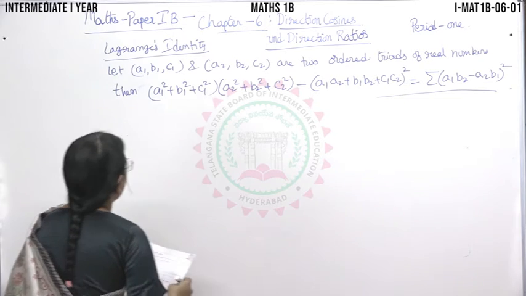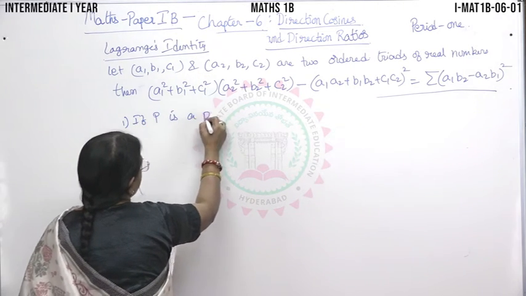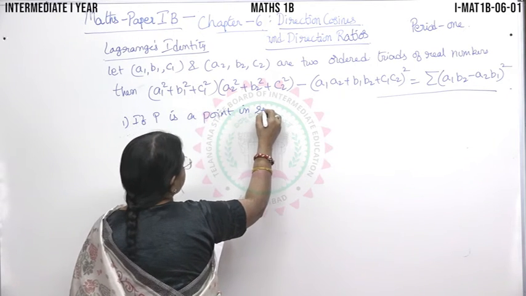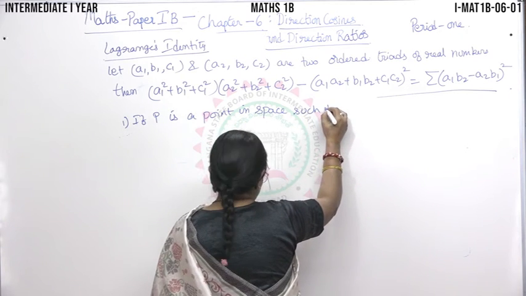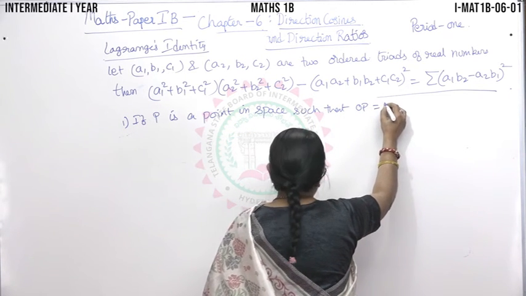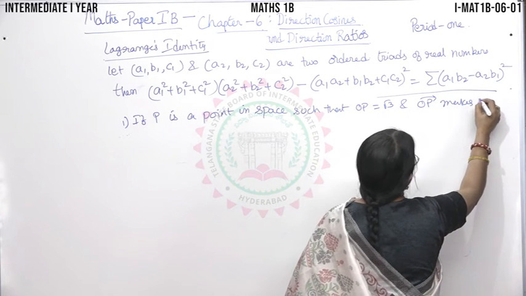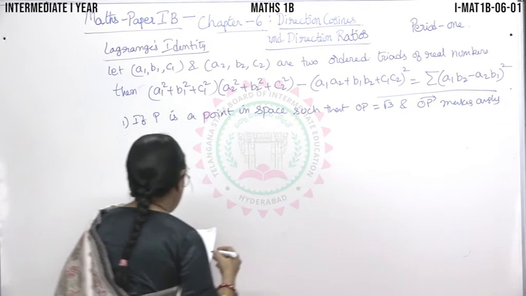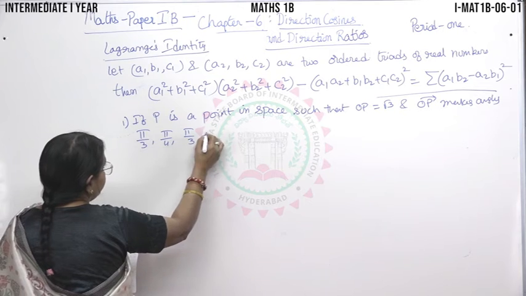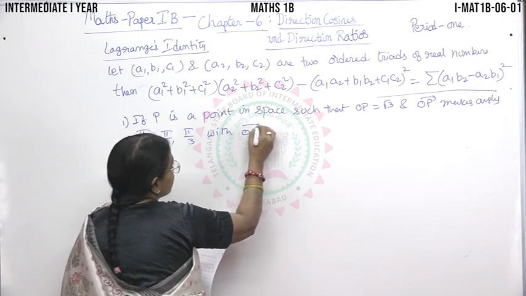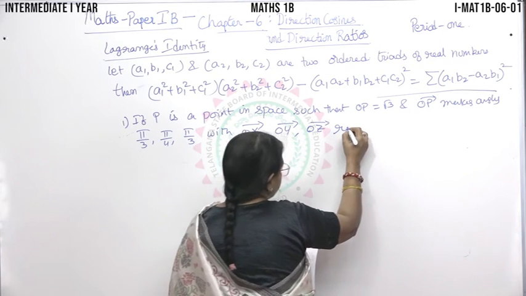Now we'll do the problems. First problem: if P is a point in space such that OP is equal to root 3 and the OP ray makes angles pi by 3, pi by 4 and pi by 3 with OX, that means with the positive direction of the x-axis, y-axis and z-axis respectively.